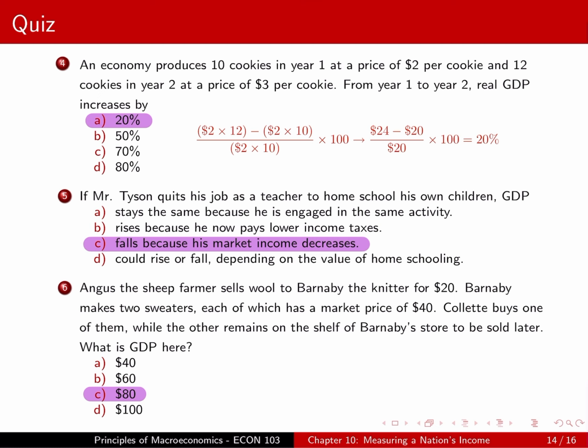Angus, the sheep farmer, sells wool to Barnaby, the knitter, for $20. Barnaby makes 2 sweaters, each of which has a market price of $40. Collins buys one of them, while the other remains on the shelf of Barnaby's store to be sold later. What is GDP here? Remember, GDP only takes the market value of final goods produced. Here we need to consider the market price of the sweaters. $40 times 2 equals $80. This represents the total value of sweaters Barnaby can produce, regardless of how many were actually sold. Therefore, the correct answer is C, $80.